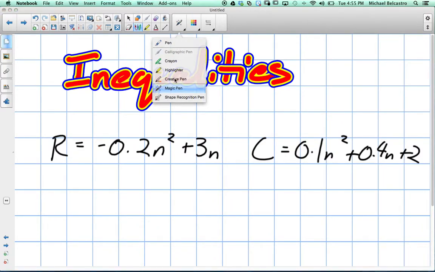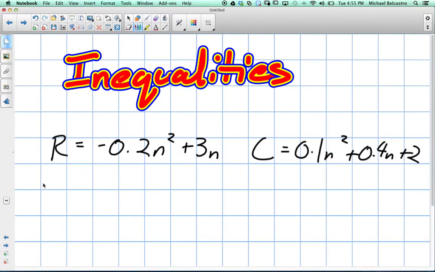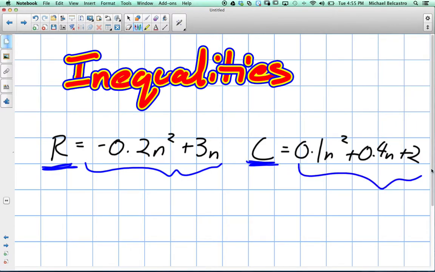Okay, this is a word problem. There's a company selling hula hoops. This is their profit function right here, and this is, sorry, not profit. This is their revenue function. So that's the amount they'll sell, and the cost. This is their cost function. They want us to compare it.